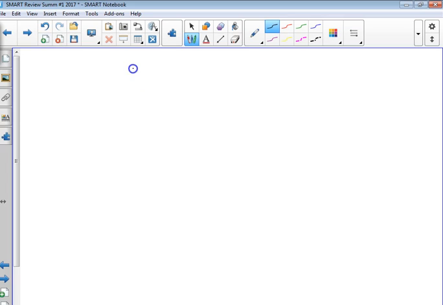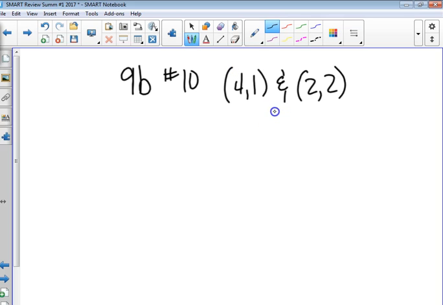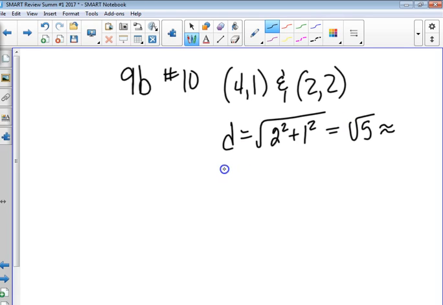So worksheet 9B, I'll do number 10, okay? First it says find the distance, slope, and midpoint between these. Do you need me to practice all that? Distance would be change in X is 2, change in Y is 1. So that would be square root of 5 or whatever approximation that is. Okay, midpoint. Anybody do midpoint real fast in their head? Add the x's, divide by 2, and we'd get what? 3. Add the y's and divide by 2, we'd have 1.5 is fine.